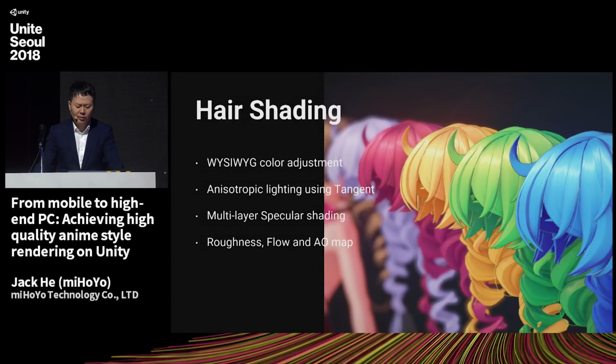Next, we want to introduce our hair rendering. Hair is a very important part of the anime character. Our goal is that all highlights and shadows can change dynamically according to the light source. And we also have what-you-see-is-what-you-get color adjustment abilities. The base diffuse shading of hair we use is the multi-layer ramp shading, the same method used in the skin shading. And for the specular highlight, we use 2 layers of shading. With the high and low frequency highlights combined together, we can get a nice result. We also use the roughness and AO texture to further refine the hair rendering.